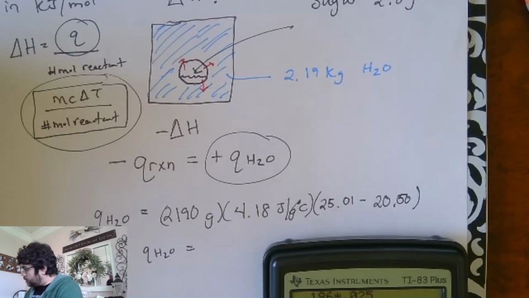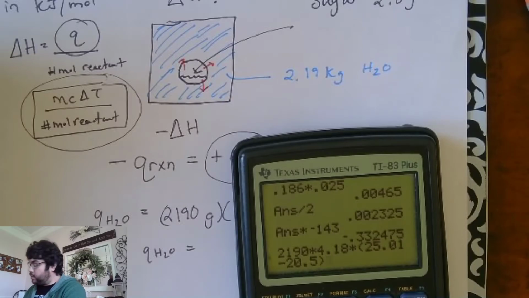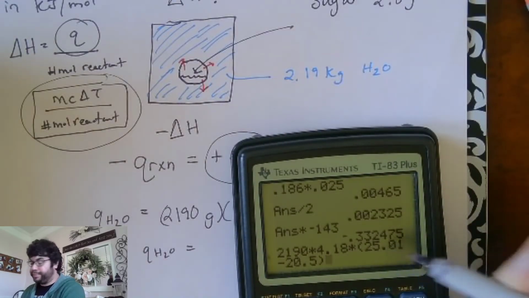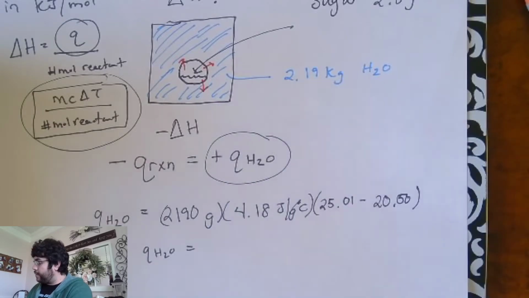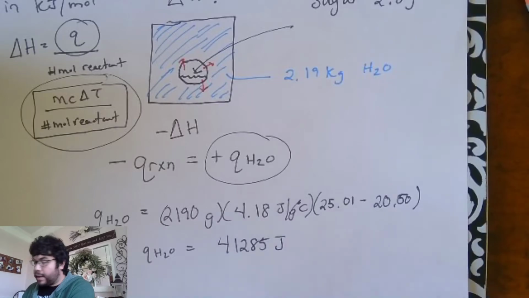So 2190 times 4.18 times 25.01 minus 20.5. Okay, so you can see my calculator. 2190 times the specific heat times the change in the temperature. That's a pretty big number. So 41285. Now that answer is in joules.